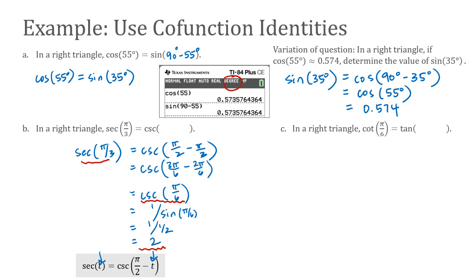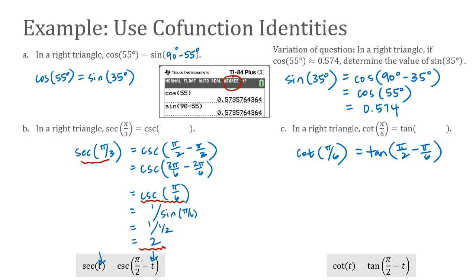And finally, part C. In a right triangle, the cotangent of pi over 6 is equal to the tangent of what? And we need our relationship between cotangent and tangent. So I'm going to say the cotangent of pi over 6, so that's my angle, is equal to the tangent of pi over 2 minus pi over 6. And we have some more fraction work to do. Try not to grab for your calculator. I know that you can do these common denominators on your own.